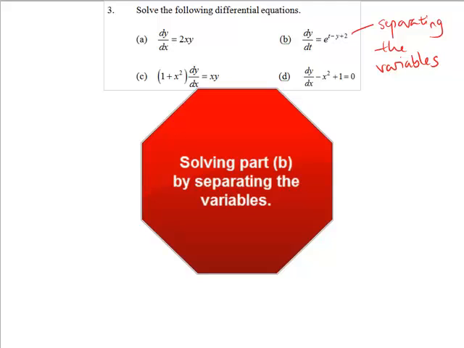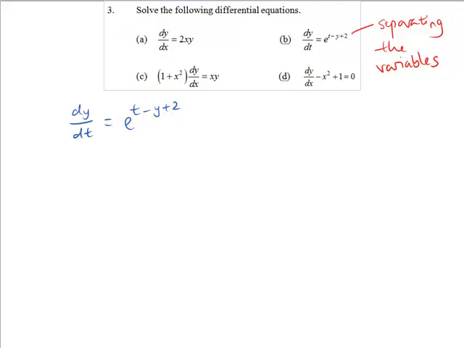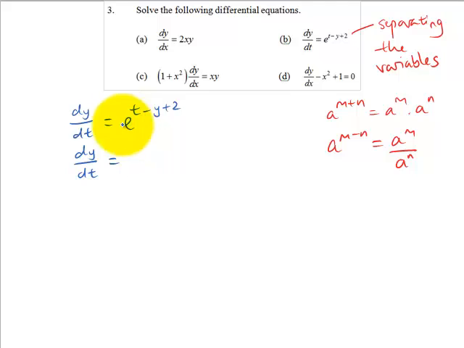To solve the differential equation in part B, I'm going to separate the variables as well. Before I start, let me remind you of the indices law. If I have addition in the indices, I can break it into a product. If I have subtraction in the indices, I can break it into a division. So if I rewrite this, I have a division here and a product here. So I have a, e to the power of t divided by e to the power of y times e to the power of 2.